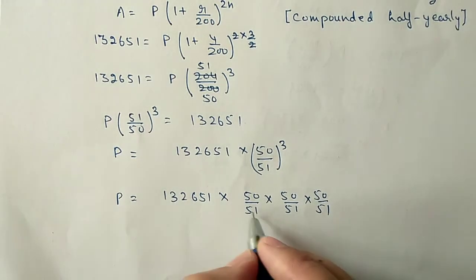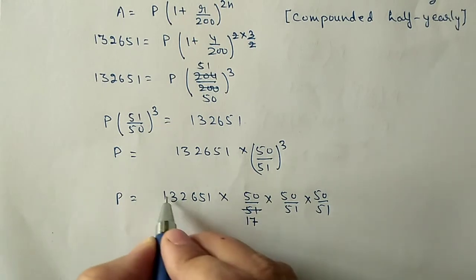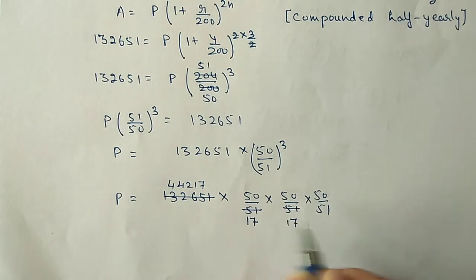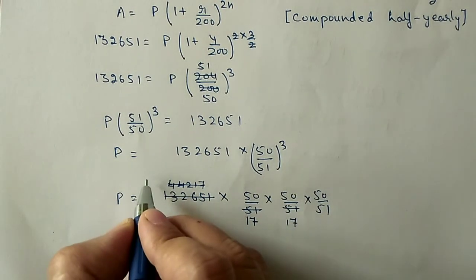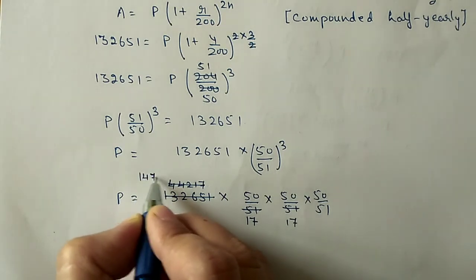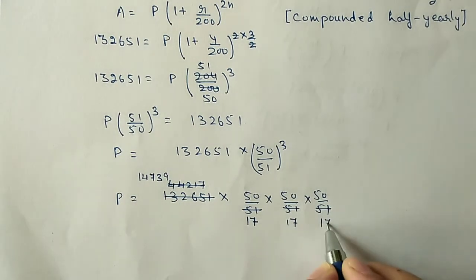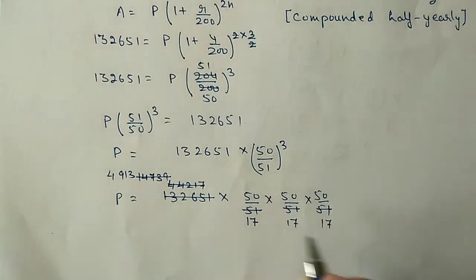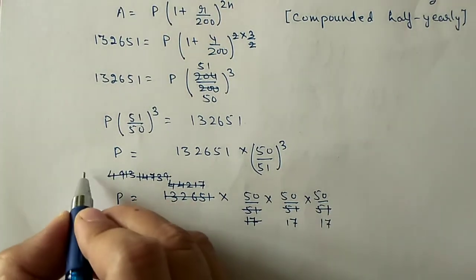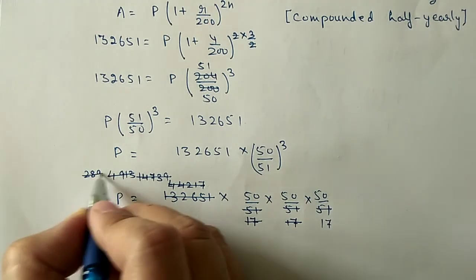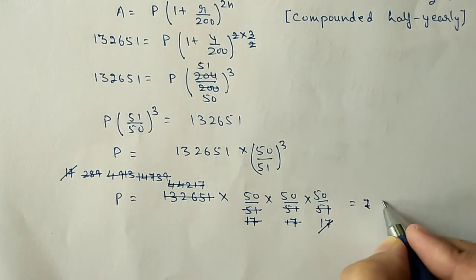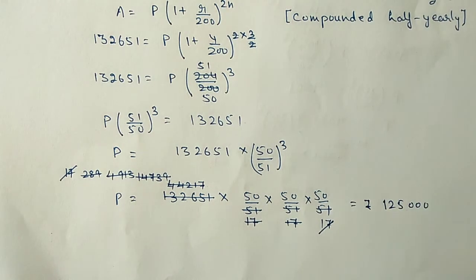Cancel with the 3 table: 3 17s are 51, then 3 4 4 2 1 gives 17 times, then again 3 17s. Again it will go 1 4 7 3, 9 times, again 3 17s and 4 9 1 3 times, then 17 89 times, and again 17 17s and 17. Everything will cancel out, only these things will be remaining. So after multiplication we'll get 1,25,000 as the principal money.